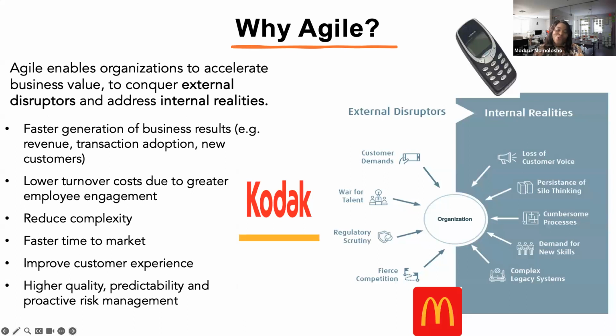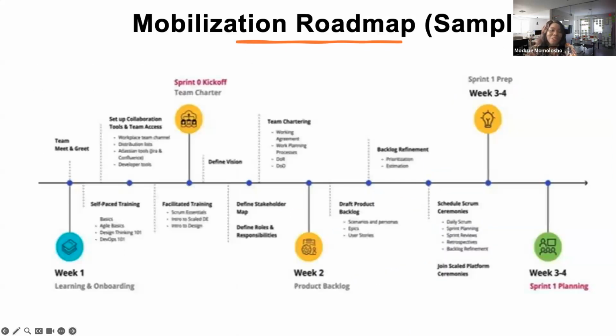Okay, so let's go into now. We've talked about why organizations embrace Agile. Now let's talk about that mobilization roadmap. Now your organization has decided to go Agile. And how does that happen? How do we mobilize teams into Agile?